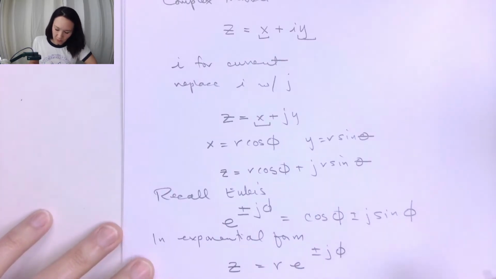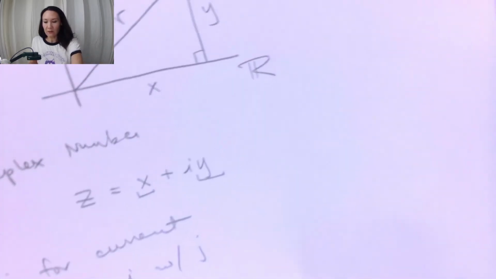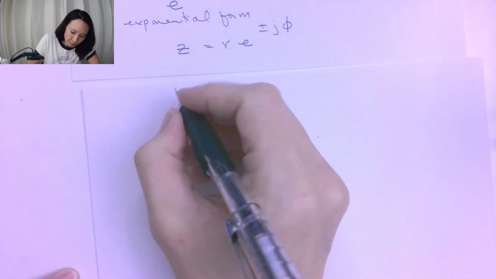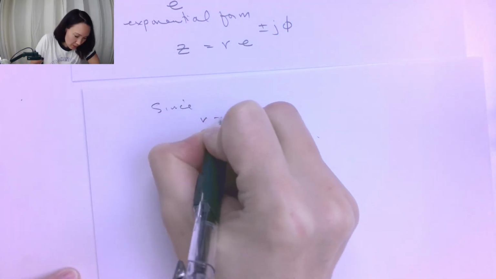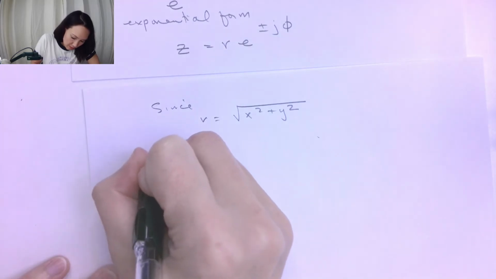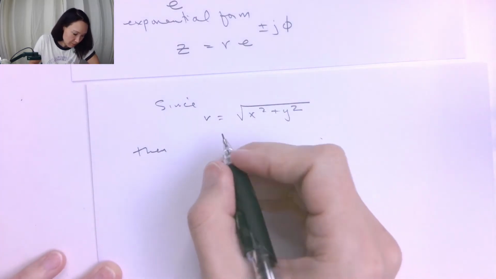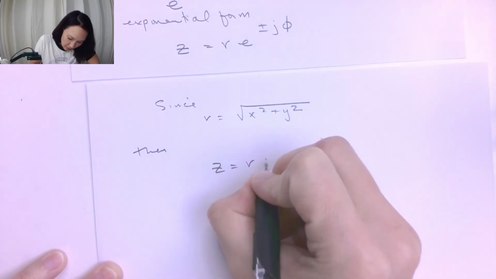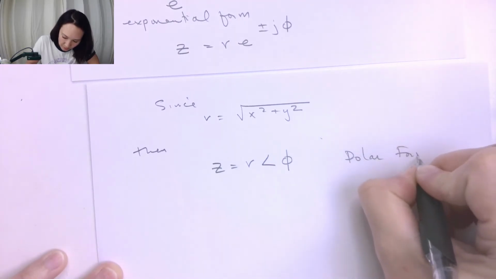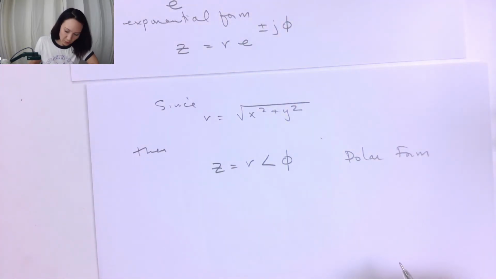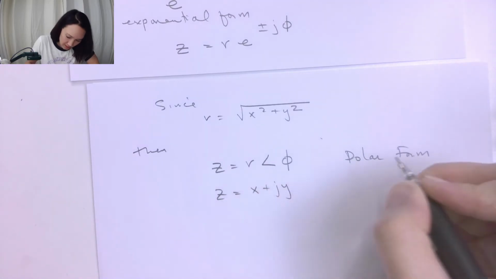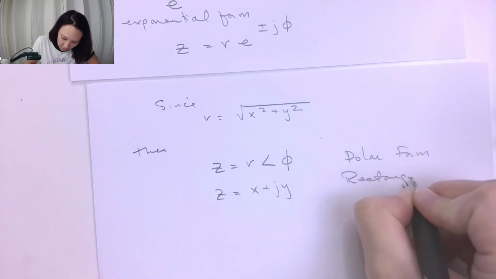Okay, great. So then what we get to do is, since we can define r as basically the hypotenuse of that triangle, I'll say since r is equal to the square root of x squared plus y squared, then I can express this same z as z is r at an angle of phi, and this is called polar form. Okay, so we're just learning how to go back and forth between all these forms. So this is polar form. Our original form was x plus jy. This is called rectangular form.